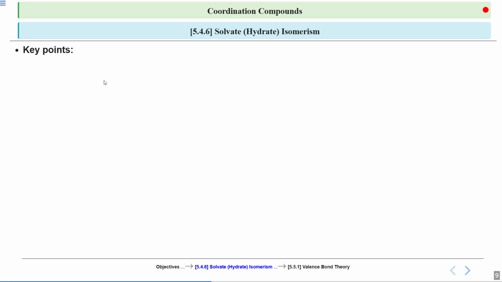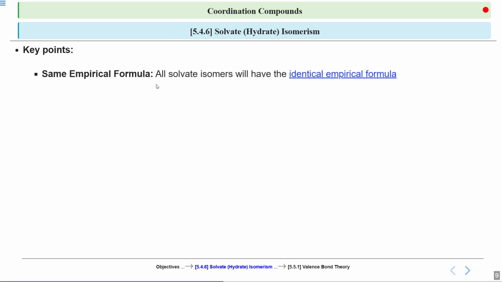Let's see some key points in this topic. Same empirical formula. What it is saying is that all the solvate isomers will have an identical empirical formula. So we are saying that in solvate isomerism, the solvate isomers, which are different from each other on the basis of the number of solvent molecules, will all have the identical or same empirical formula.